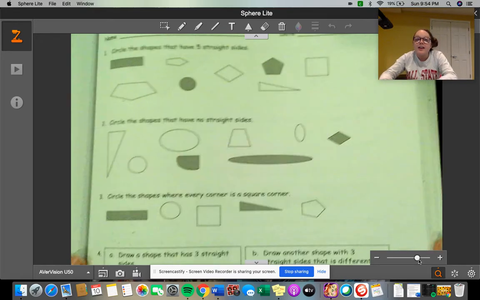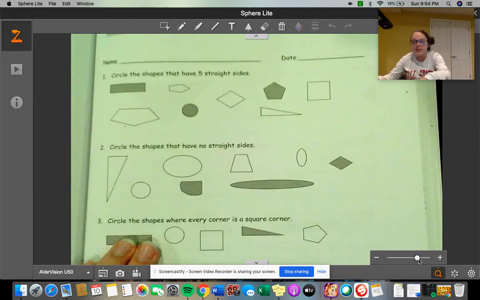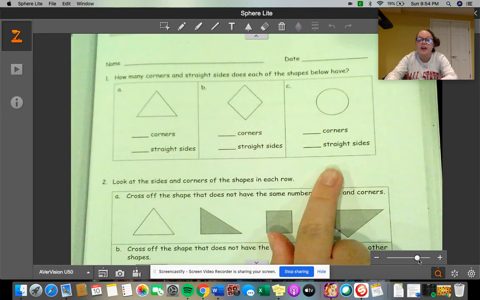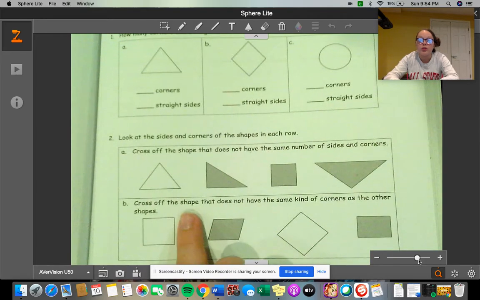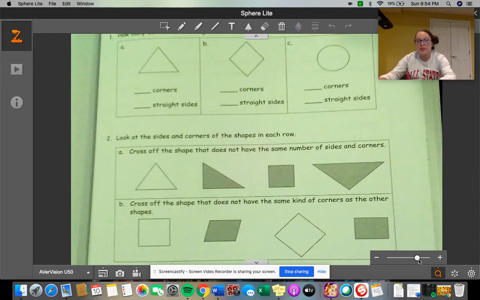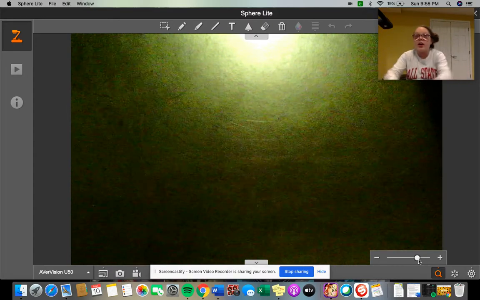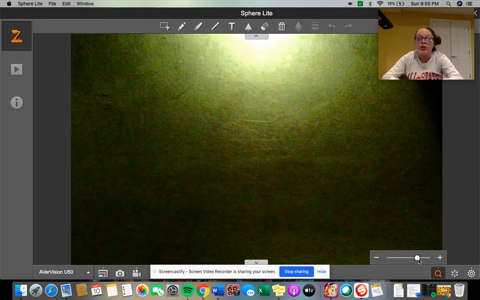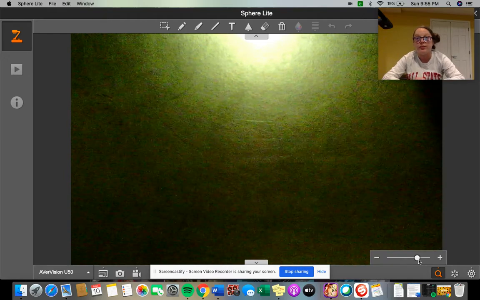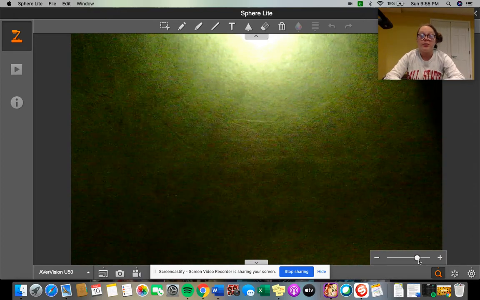All right, so that gives you an idea of what we're working on. So when you go to work on your exit ticket, which is this page right here, it's going to ask you how many corners and straight sides each shape has, and it's the circle, and ask you to find the ones that are different and the ones that are the same. So if you guys need help with that, we will be working on it in small groups. If you guys have questions, please reach out and let me know, because I know this is something that we haven't worked on quite yet this year, and is something that you might not have been working on since kindergarten. So it'll be a lot of new information.